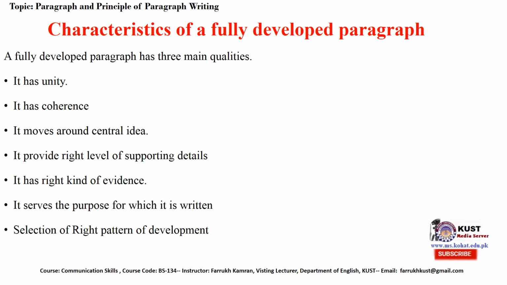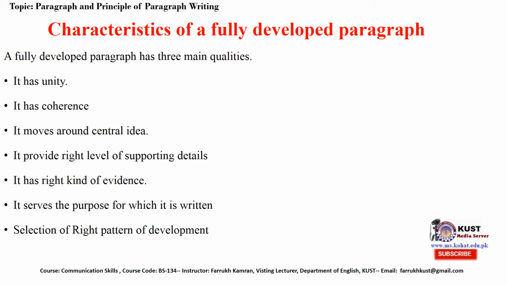Now I will talk about characteristics of a fully developed paragraph. A fully developed paragraph has three main qualities. It has unity, it has coherence, it moves around a central idea. A fully developed paragraph makes a satisfactory and smooth reading. It does not leave any question in the reader's mind. It is fully understood by the reader. It satisfies the mind of the reader.